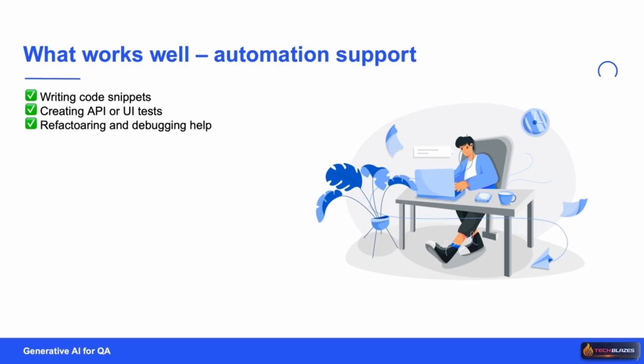Generative AI works extremely well when it comes to automation support. If you ask ChatGPT to generate a Cypress or Postman test, it usually gives you a good starting point. It can also explain what each part of the script does or help fix an error message. It's not perfect, but it saves a ton of time, especially when you're dealing with repetitive tasks or you just need a quick example to move forward.